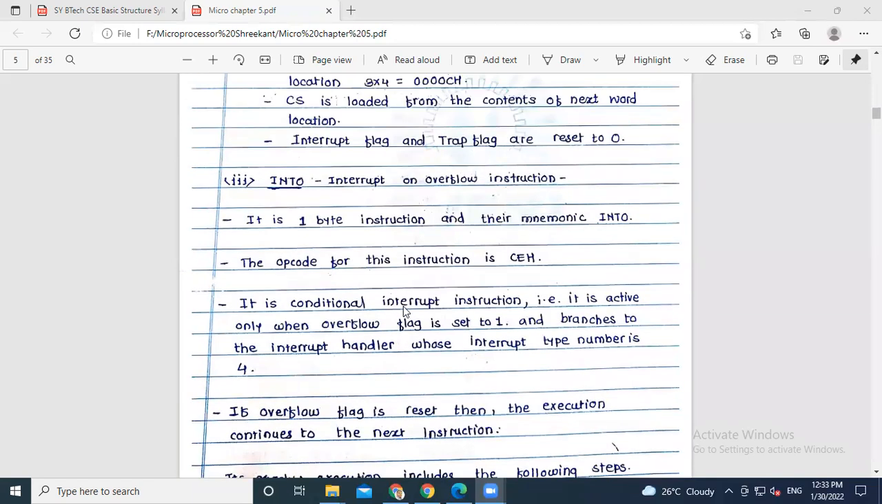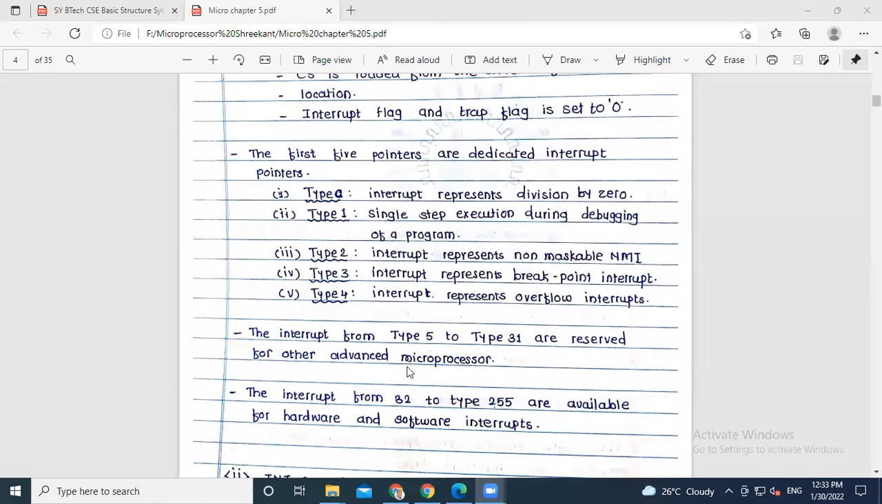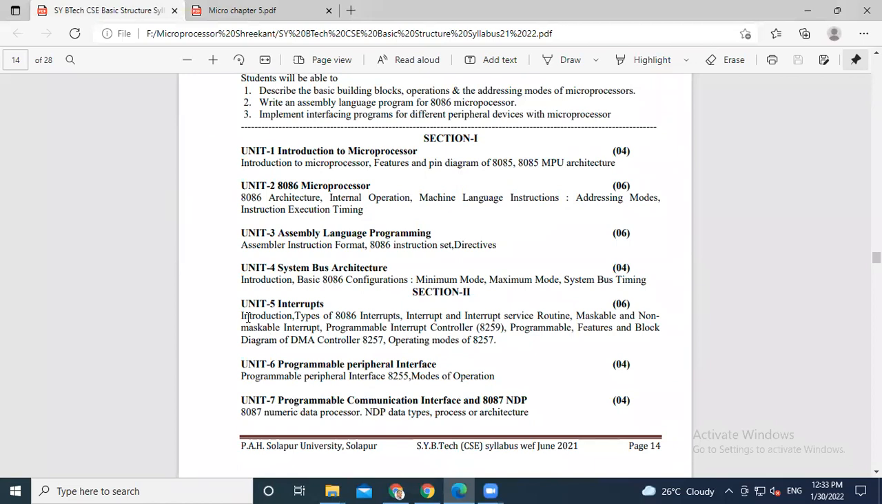So the definition of interrupts: it is an abnormal condition that is going to be corrected. There are 2 main types of interrupts: hardware types and software types. In the hardware types, again there are 2 types: maskable interrupt and non-maskable interrupt. In the software types, there are 256 types, which is not for your syllabus, we will look into it later. Okay, so this is just the introduction part of your 8086 interrupts.